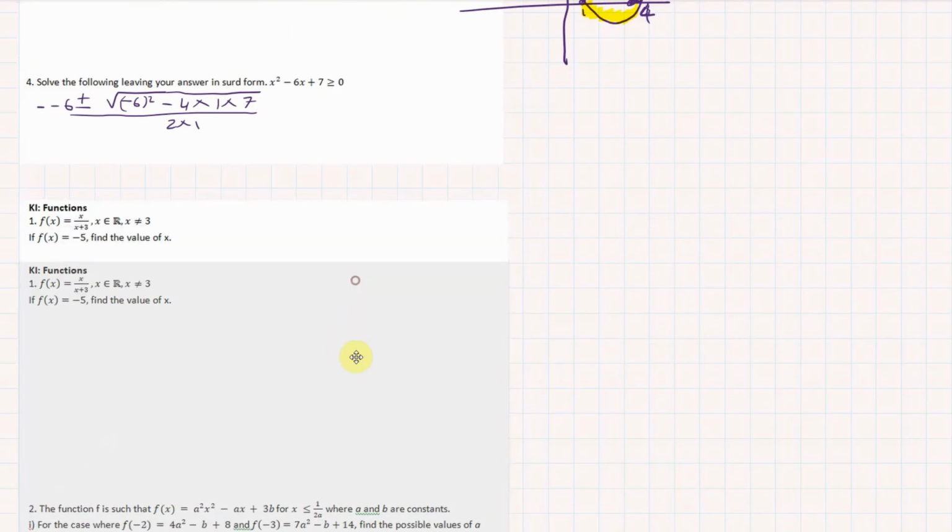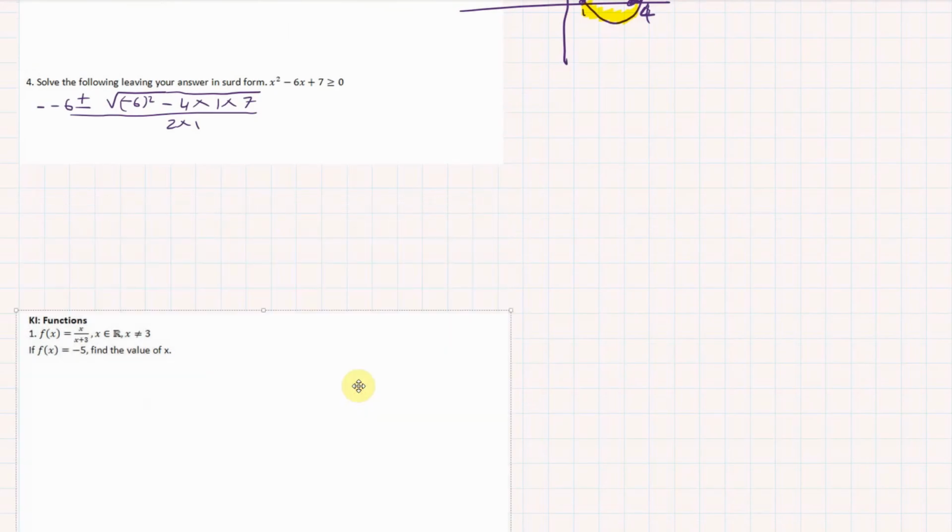Give ourselves a bit more space. Okay, now we simplify that. We're going to get 6 over 2 plus or minus the square root of, now that's 36 minus 28, which is 8, isn't it? So it's going to be square root 8 over 2. Right, those are the x values that are greater than or equal to 0.